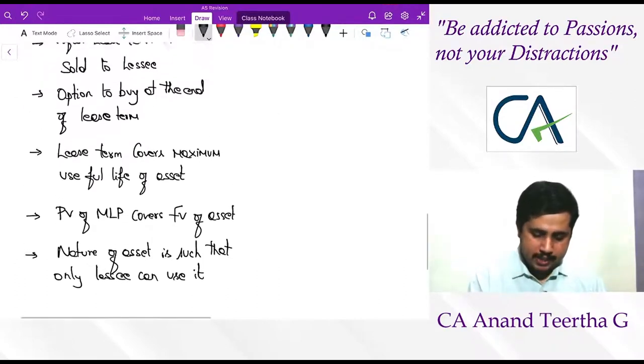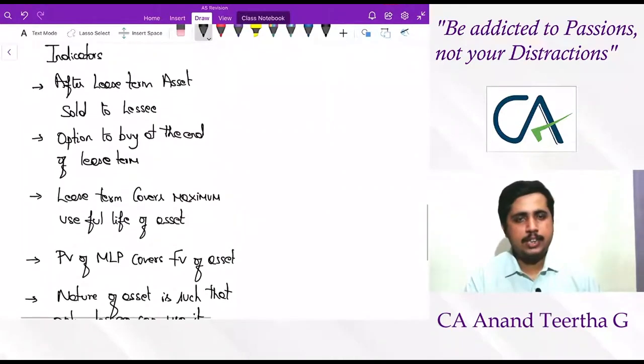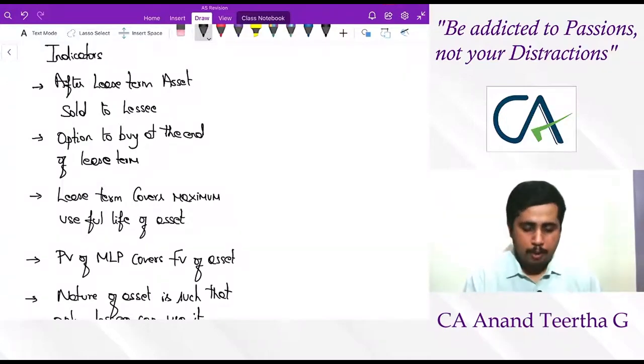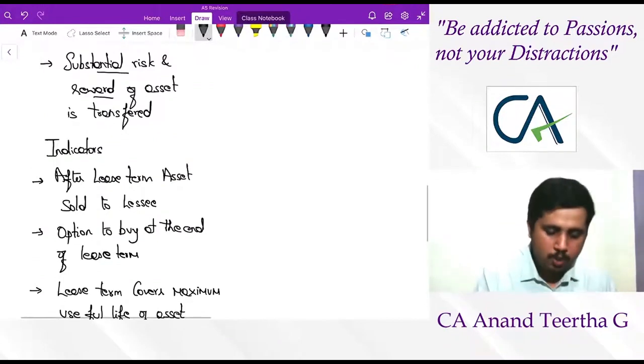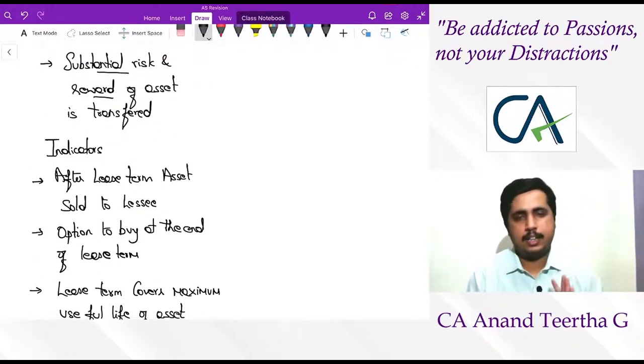So all these indicators are just going to tell us that it may lead to finance lease. Okay, combination of more than one. So there could be other situation also, but the important one is this one, which we decided. Substantial risk and reward is transferred on the asset. Now these type of leases are called as finance lease.